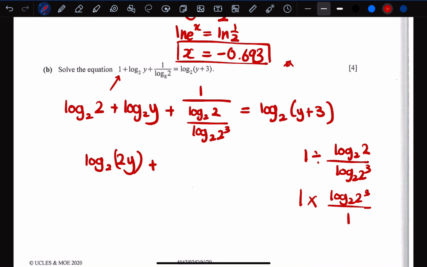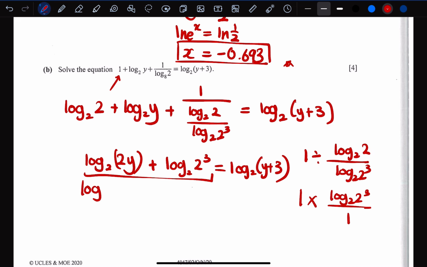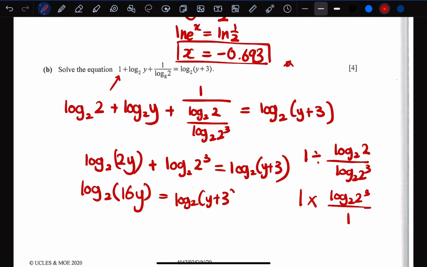So I'm going to write that over here as just log base 2, 2 cubed, which is equal to log base 2 of y plus 3. Afterwards, I'm just going to combine these two together again, using your addition rule here. So log base 2 of 2y times 2 cubed, which is just 8. So 2y times 8, you just get 16y. And on the right hand side, we just have log base 2 of y plus 3.